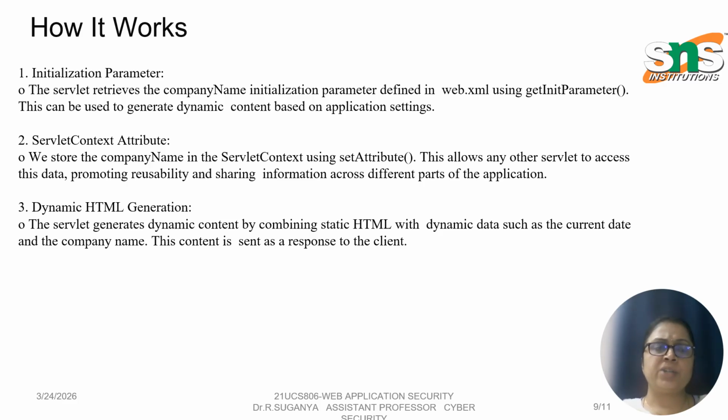So the initialization parameter means it retrieves the companyName initialization parameter defined in web.xml using the getInitParameter method, which is based on application settings. And the servlet context attribute is used to store the company name in the servlet context using setAttribute. Okay, setAttribute is a function name, and this allows any other servlet to access this data, promoting reusability and also sharing information across different parts of the application, and also dynamic HTML generation.